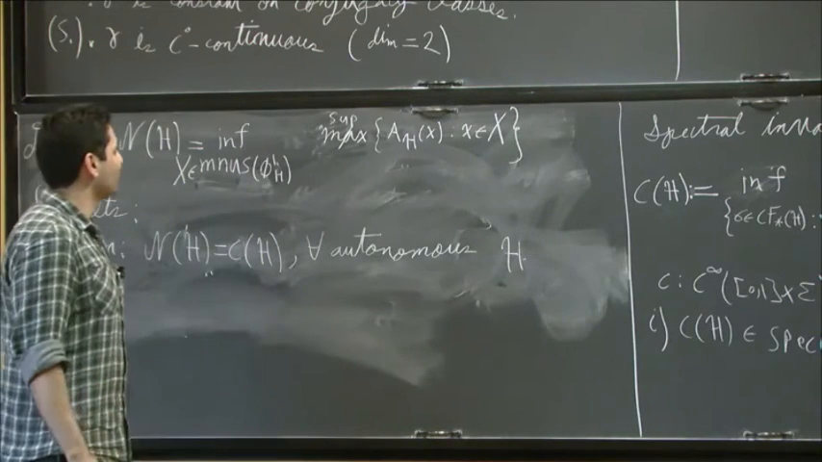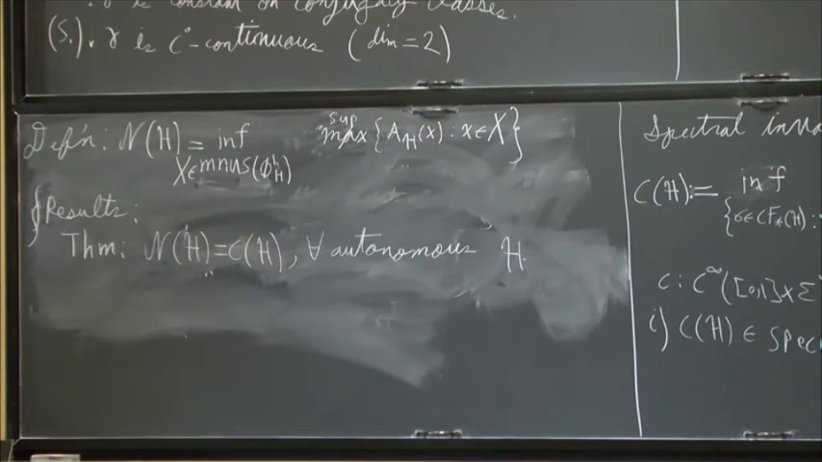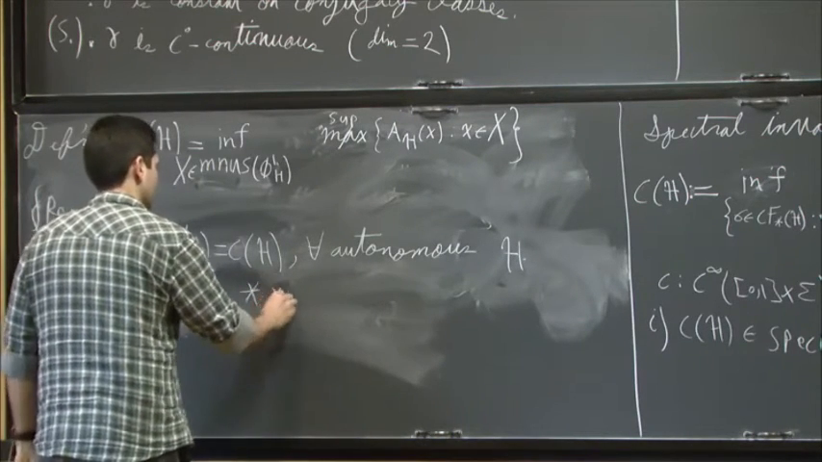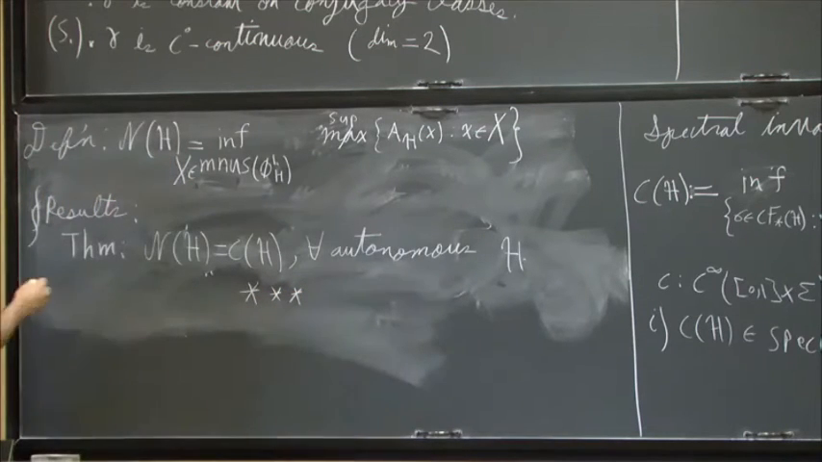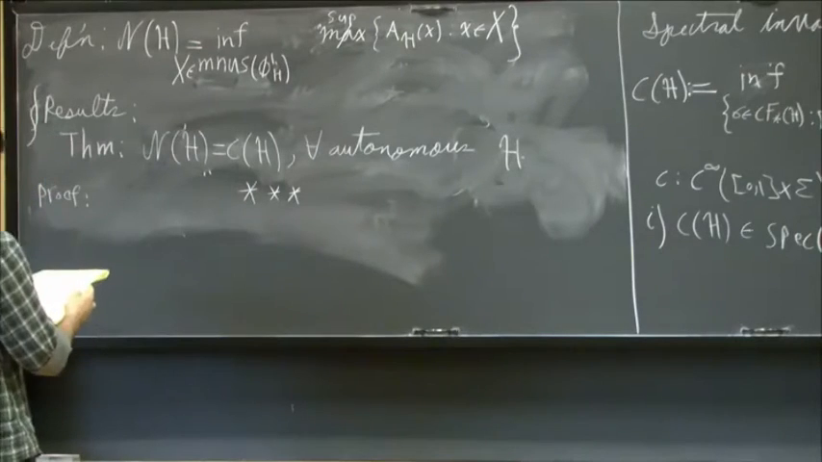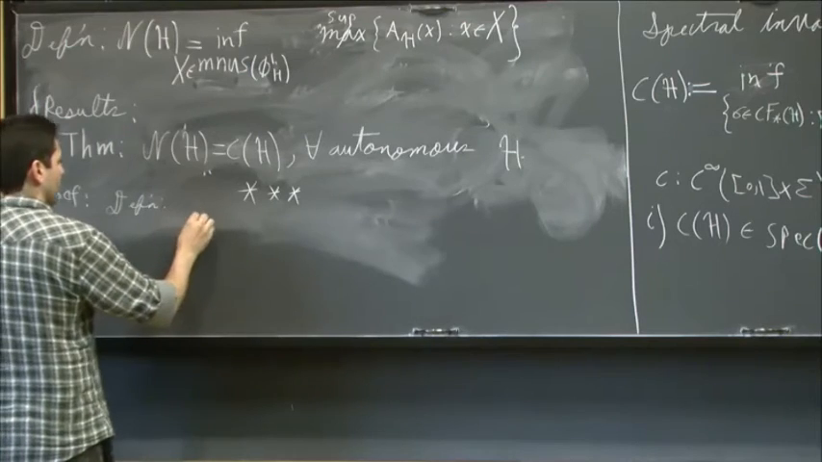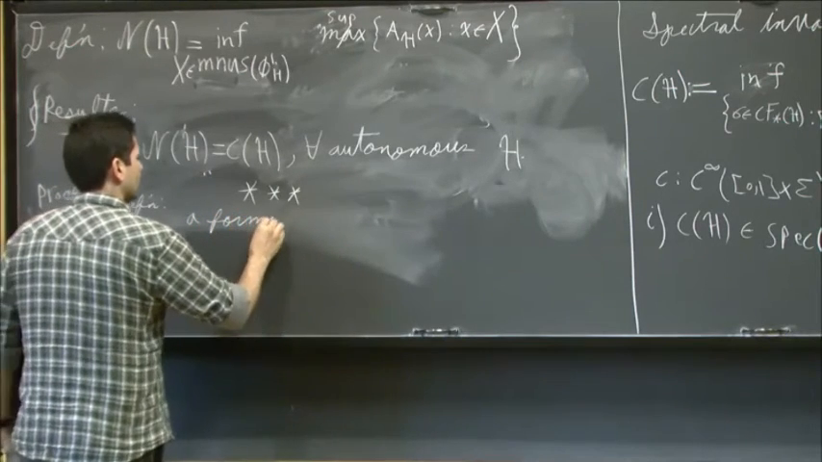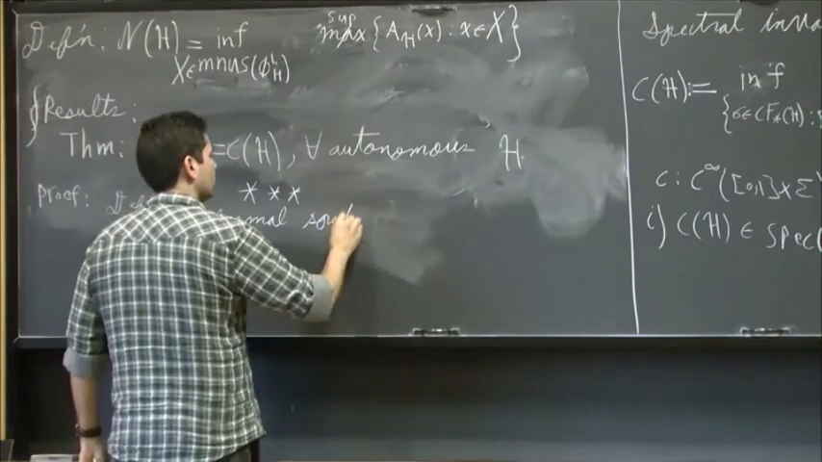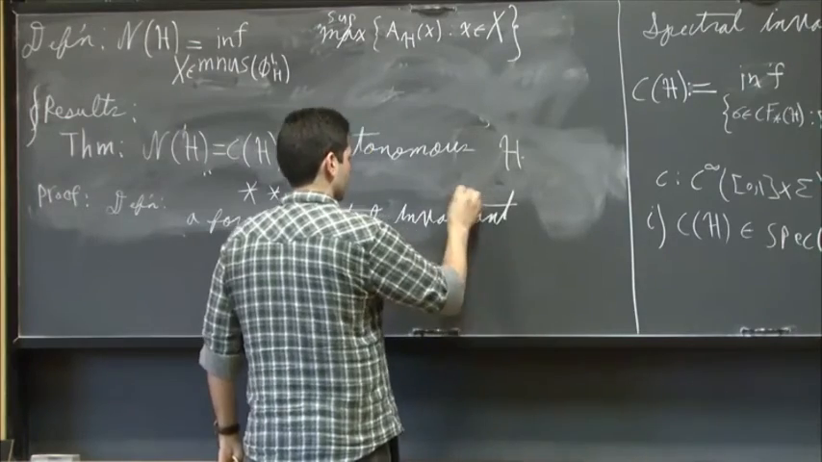Okay. So now I want to say how we prove this. So how do we prove it? It's just going to be an outline of the proof. So the proof has two main steps. The first step is a definition. Again, sorry. So I'll define a formal spectral invariant. So we use just axiomatic properties of spectral invariants. But one of them is a new property.